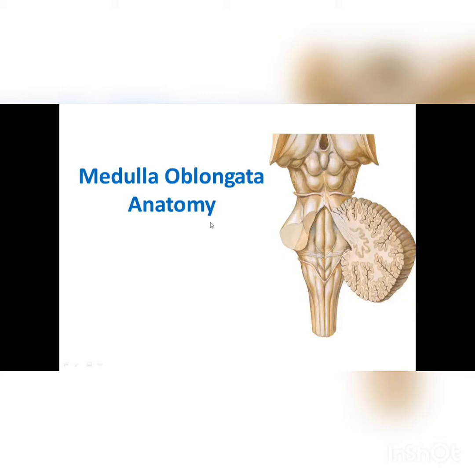Today we are going to discuss the medulla oblongata, the gross features of the medulla oblongata. As you can see in this picture, it is a direct upward continuation of the spinal cord. It extends from the foramen magnum to the lower border of the pons.